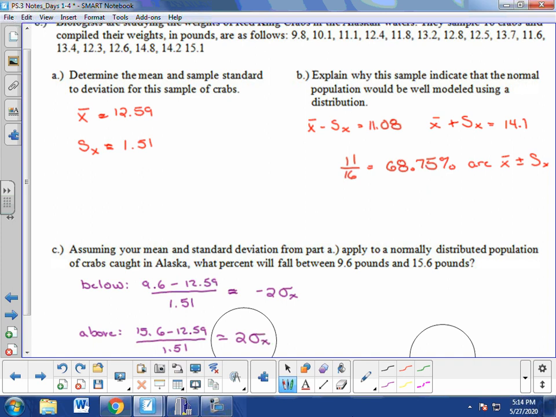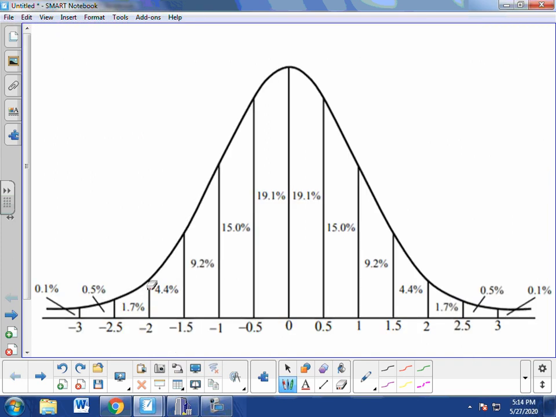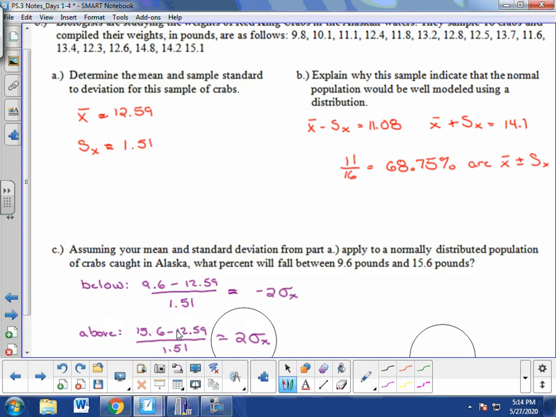So going back to my normal curve, I'm 2 standard deviations below the mean and 2 standard deviations above the mean. So I'm going from here to here, in between those two values, and you could find those percentages and add them together, or if we do remember from earlier, 2 standard deviations from the mean would be approximately 95.4% of these crabs will fall within that range.